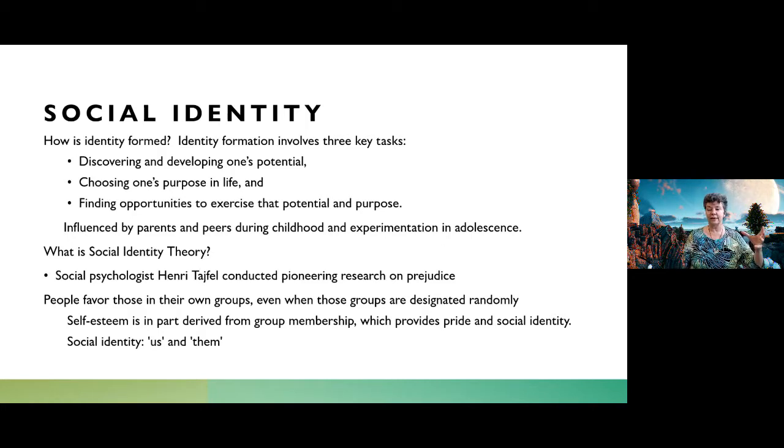So this is you in society, right? Identity first has to do with forming your identity through 3 key tasks. So you discover and develop your potential, you choose a purpose in your life, and then you find opportunities to exercise that potential and that purpose. That's how you build your identity. And oftentimes, this is strongly influenced by our families, our parents, our friends and peers, by our experiences in schooling and other experiences, and by the experiments that we run during adolescence, right? The things you try, the things you explore.